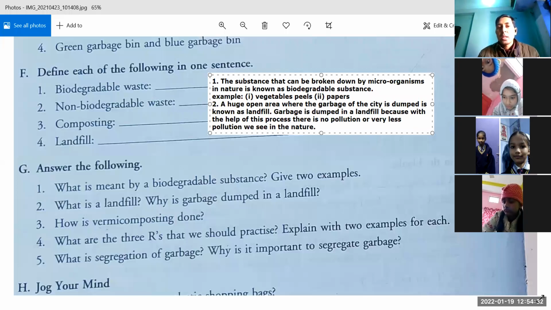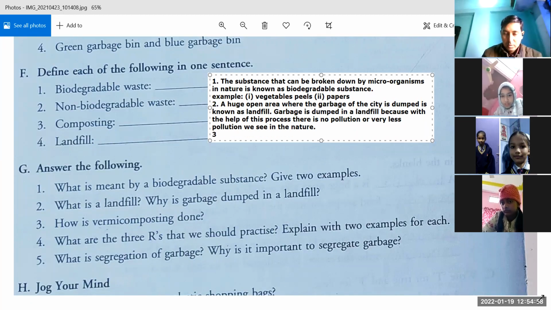Okay. A huge open area where the garbage of the city is dumped is known as landfill, and garbage is dumped in a landfill because with the help of this process there is no pollution or very less pollution we see in the nature. Any problems? Understood? No, sir. Yes. What problem you have? Tell me. No problem, sir.